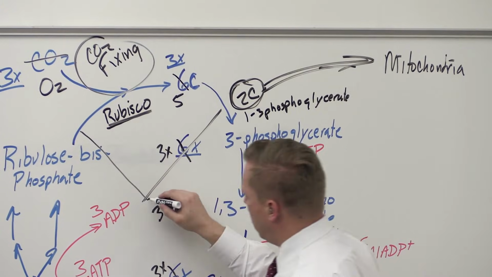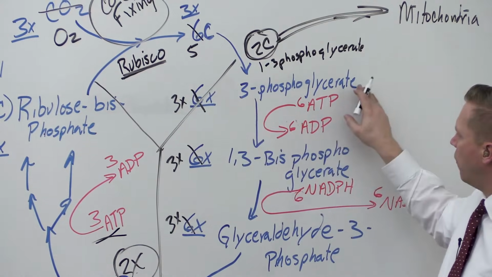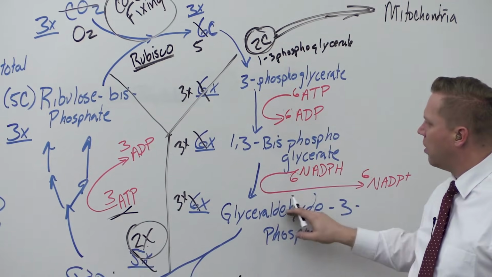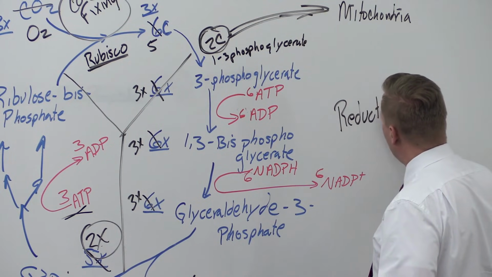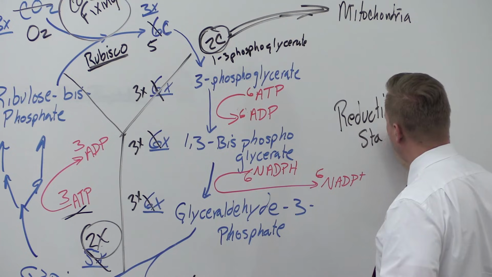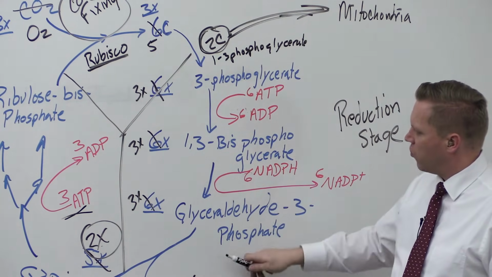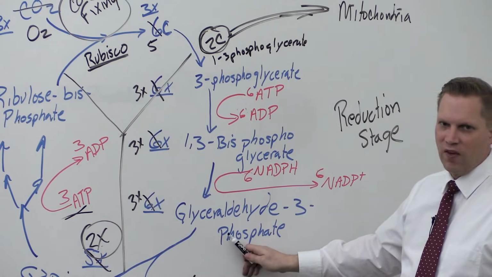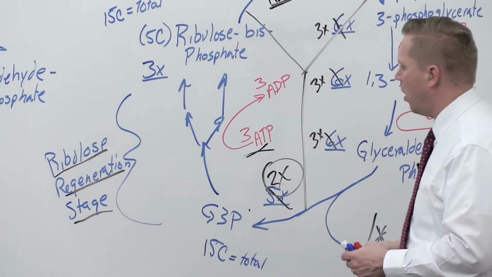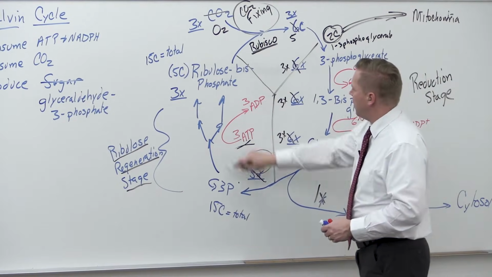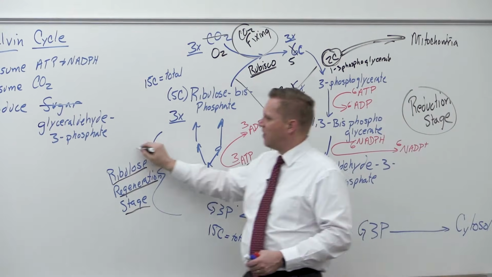And then this second stage, which includes this 3-phosphoglycerate, the bisphosphoglycerate, the glyceraldehyde, that's referred to as the reduction stage of photosynthesis. It's really involved with the creation of glyceraldehyde phosphate, so that's the second stage. And then the third stage we did go over, ribulose regeneration, and that would be this region right here. So those are the 3 stages.